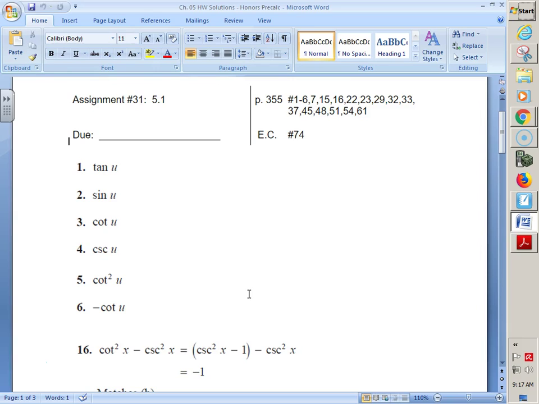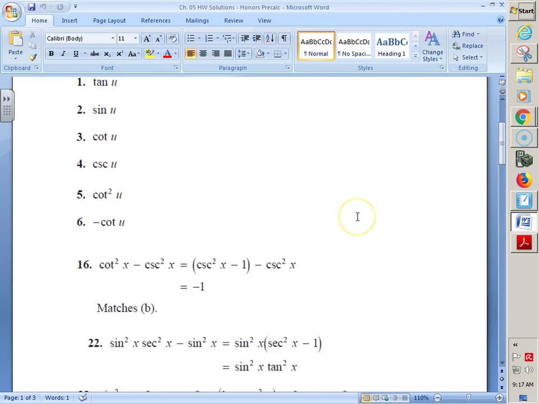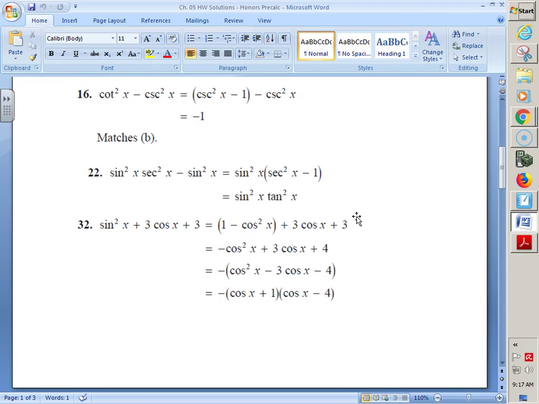Why was number 6 a negative? Was it the odd property? Yeah. Okay, now let's have fun. Number 16 was B.